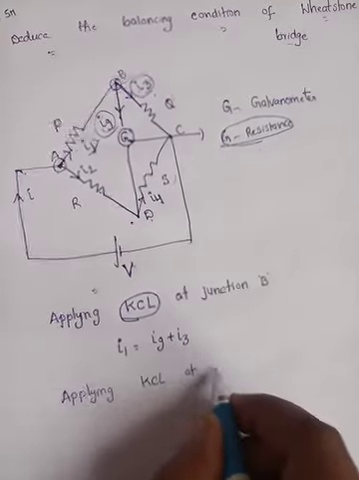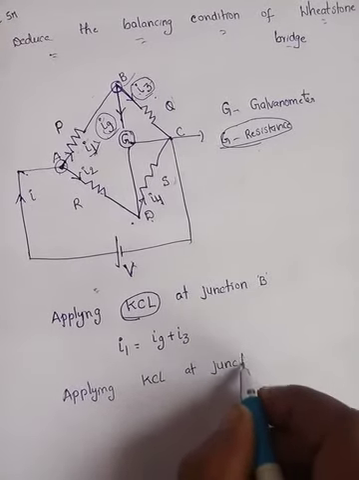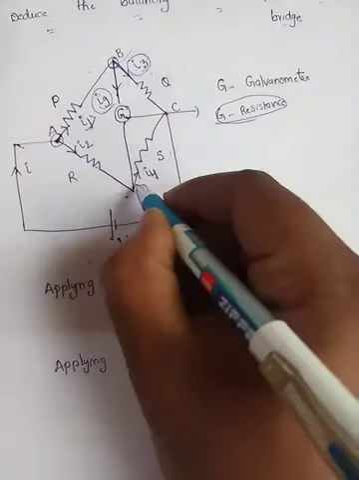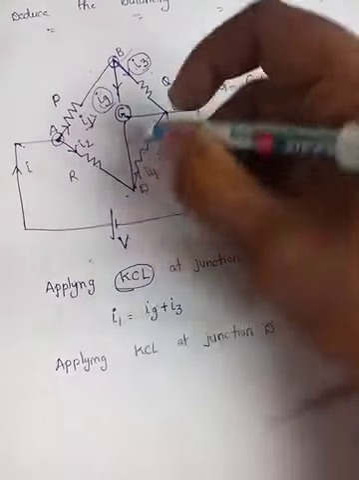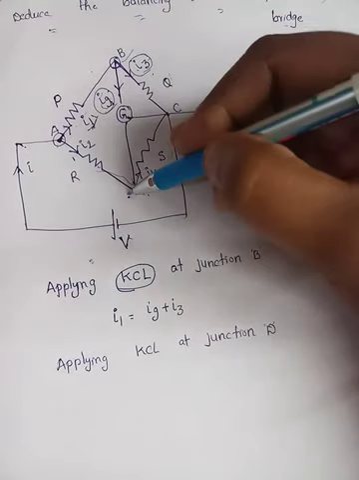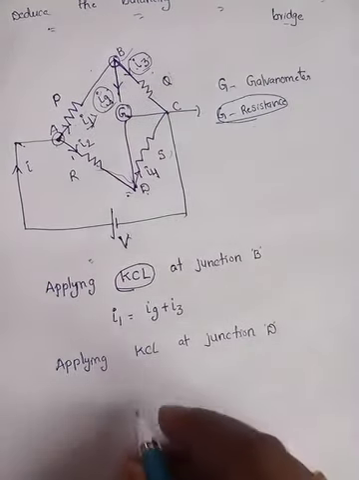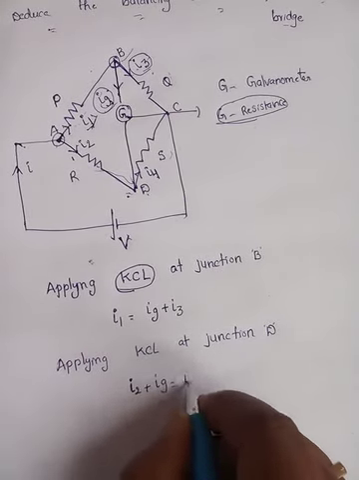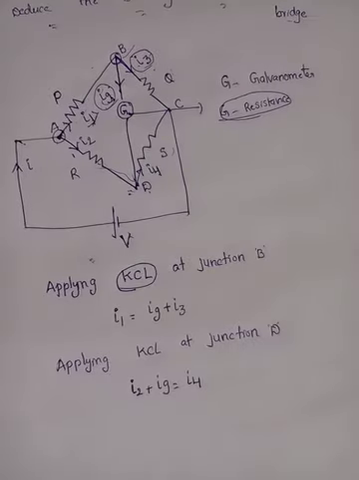Similarly, apply KCL at junction D. What are the currents coming towards the junction here? See clearly, we should not neglect Ig. I2 is coming towards D, Ig is also coming towards D. Combined, we got I4. So I2 plus Ig is equal to I4. Successfully we applied KCL.